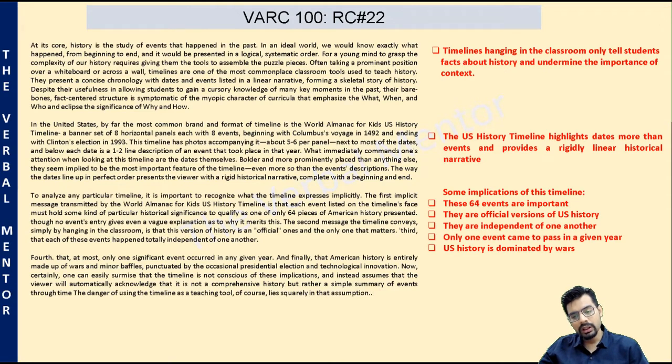So you'll have to understand the tone of the author, and the tone here is critical. He's criticizing the timelines for being insufficient teaching tools. They do not tell students important things about history. They only tell them facts which are myopic in nature. So they present a very myopic picture or a very limited, narrow picture of US history. That's what the author says. So nice passage.